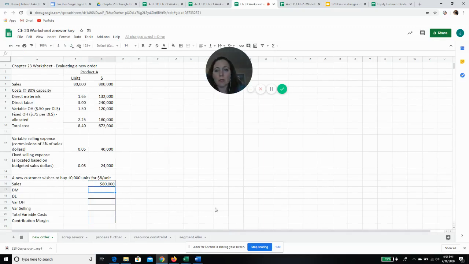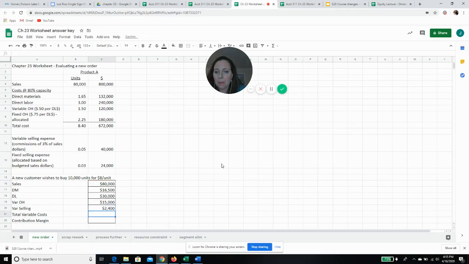Our direct materials would be the 10,000 units we're selling times $1.65 per unit, because we're still going to have to use the full amount of direct materials. Our direct labor is going to be our 10,000 units times $3 a unit for direct labor. Our variable overhead is going to be our 10,000 units times $1.50 per unit.